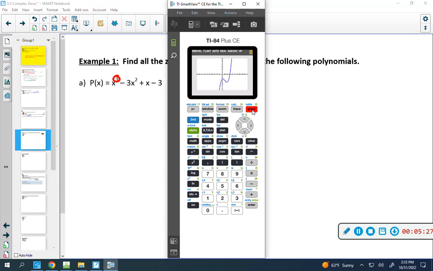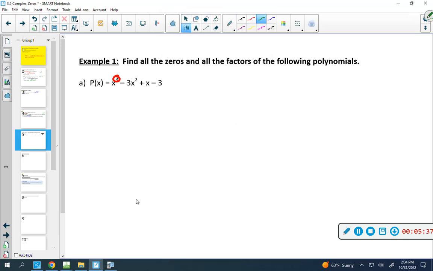So it looks like we're touching the x-axis there at 3. I'm going to do a little table check just to make sure. 3, 0 is one of the answers, so I feel good about it. So I'm just going to write down x equals 3 here for a second. Now, that is only one of the answers. We need 2 more. So I'm going to take 3 and do my synthetic division.